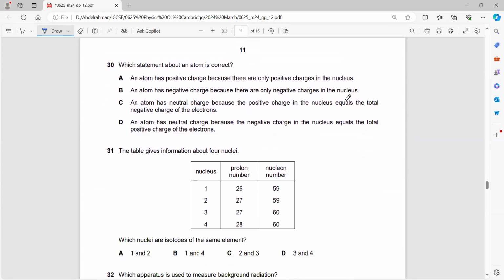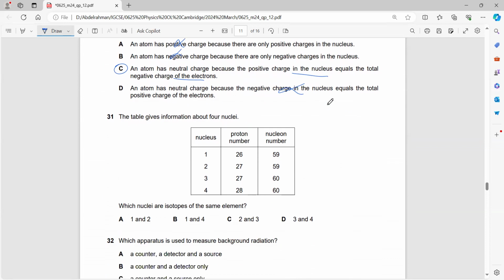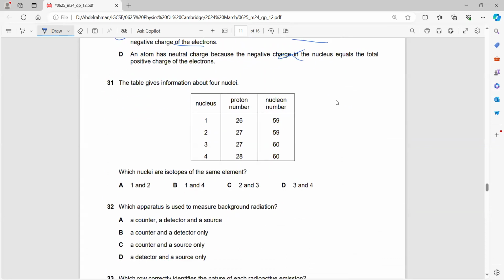Which statement about an atom is correct? An atom has a positive charge? No. Negative charge? No. Neutral charge, because the positive charge in the nucleus equals the total negative charge of electrons. This is correct. D would be wrong because the negative charge is not inside the nucleus. Which nuclei are isotopes? Isotopes mean that they have the same proton number. So we only have 2 and 3.